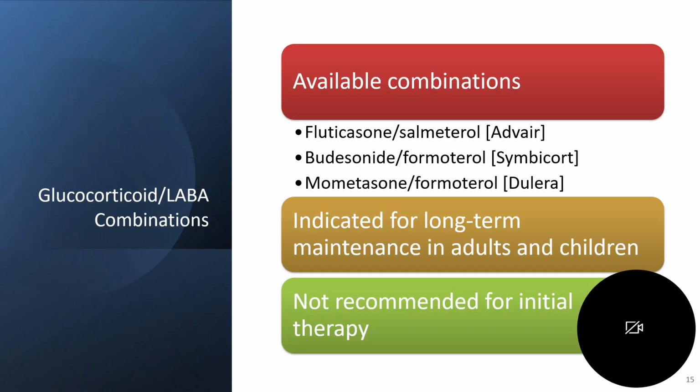So these are some examples of a combination of glucocorticoids and the long-acting beta-2 agonist. Some examples of that are Advair, Symbicort, and Dulera, and you can see here's my beta-2, here's my glucocorticoid. So those are together in one medication. Those are generally used for long-term asthma maintenance and not for acute things.